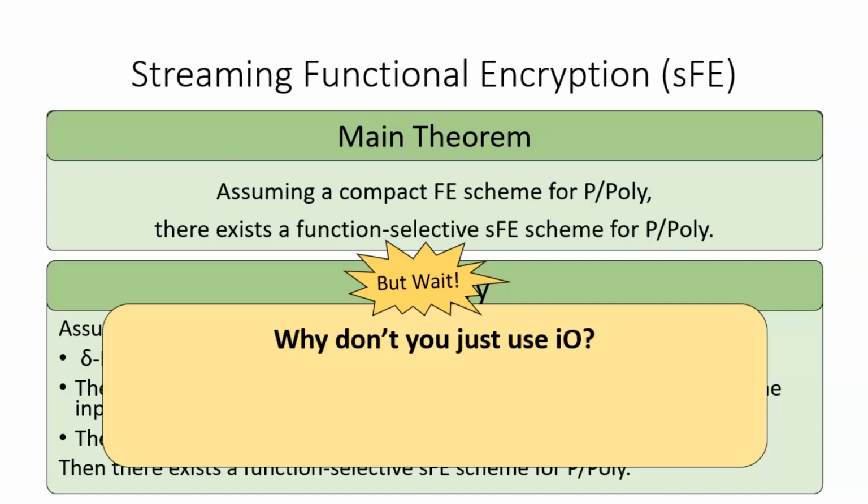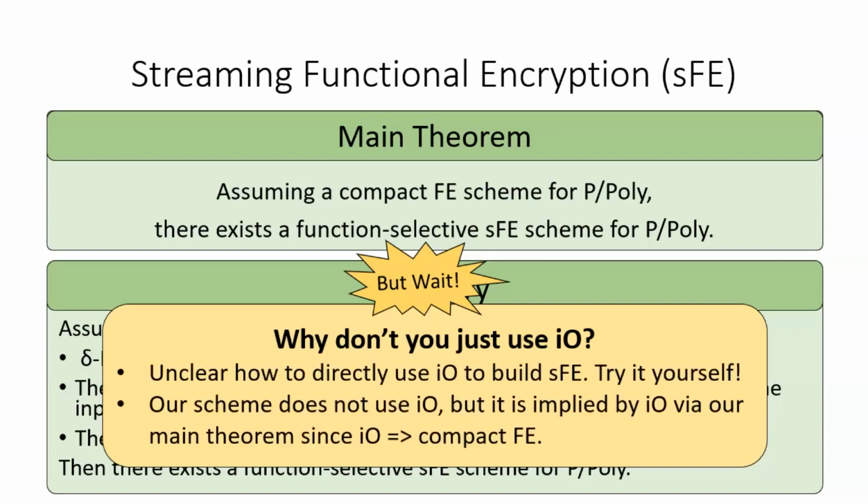So it's kind of addressed a couple of things there. It's not immediately obvious how to use IO to build streaming FE. If you're just like, well, just apply IO and it works, it's a little bit more complicated than that. We're not really sure how to use it.